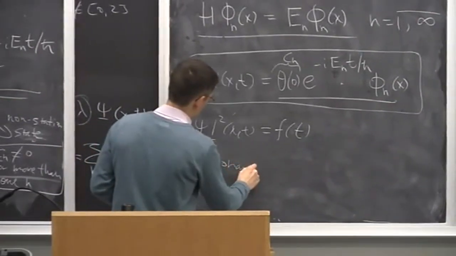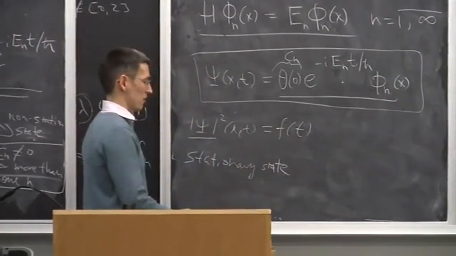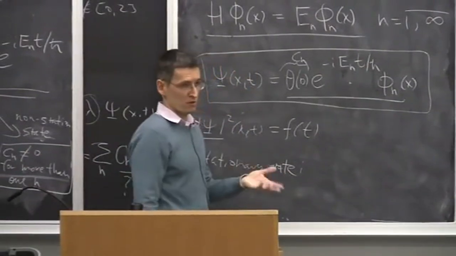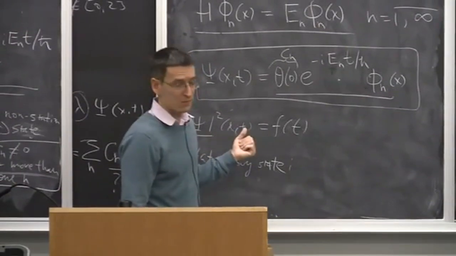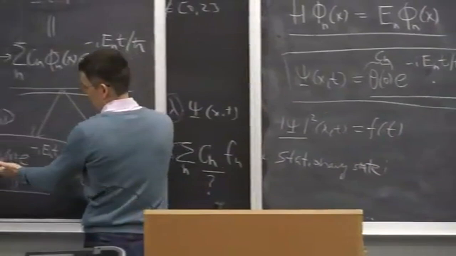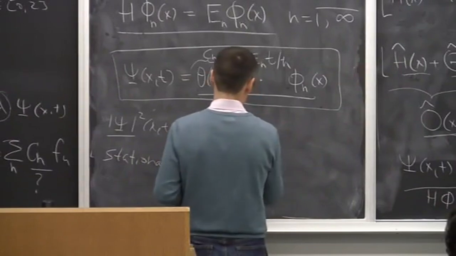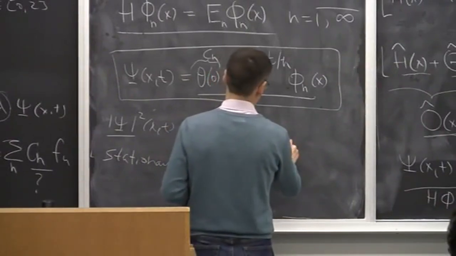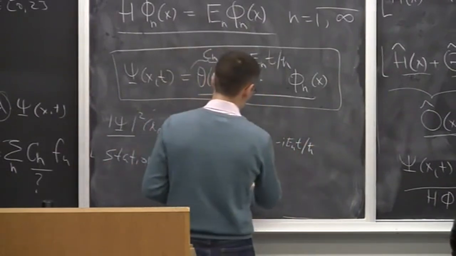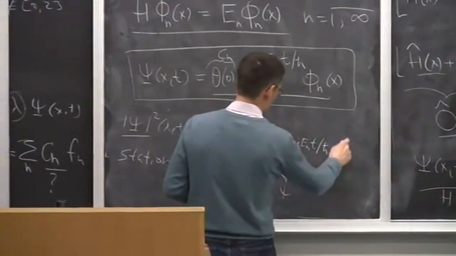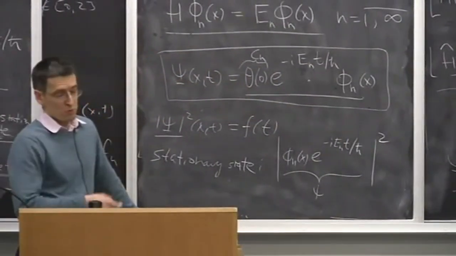Stationary state. And we will understand why it is called stationary. Of course, you can guess that the probability density will not depend on time. Okay? So how does this happen? We take this product, phi n of x, multiplied by the exponent, and that's our wave function for the stationary case, and we take the absolute square. So what will be the result?